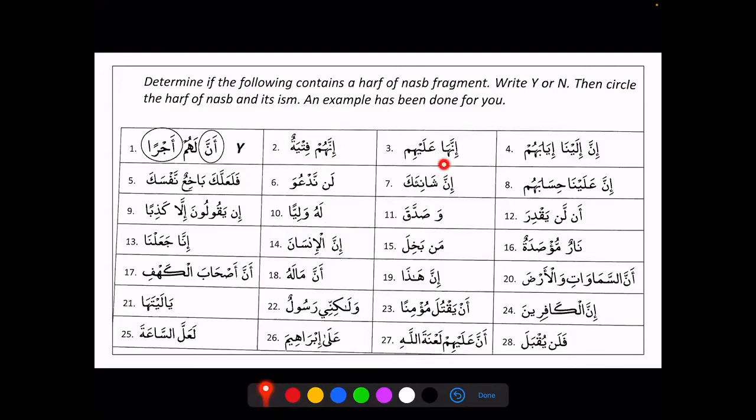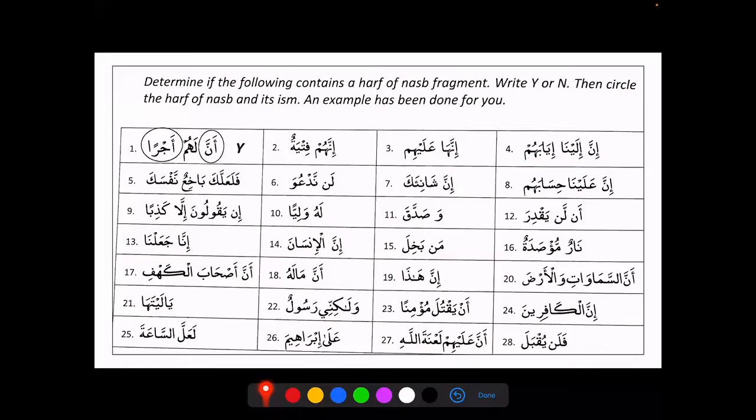Number 3, innaha alayhim. Yes, it is harfu nasab. Inna is harfu nasab and ha is its victim, or ismuha. And what is alayhim? Harf of jar, jar majroor. Very good.